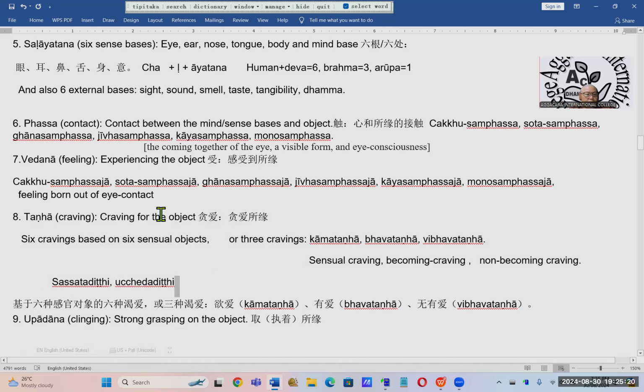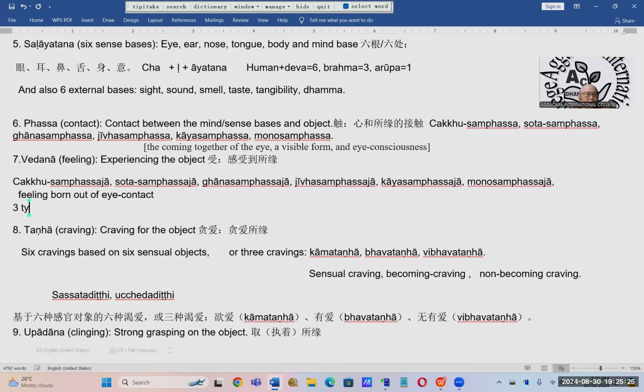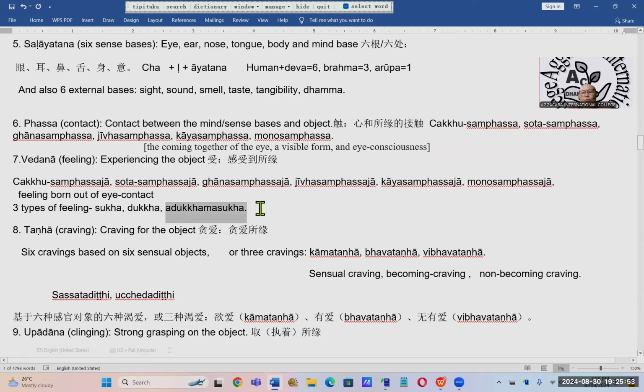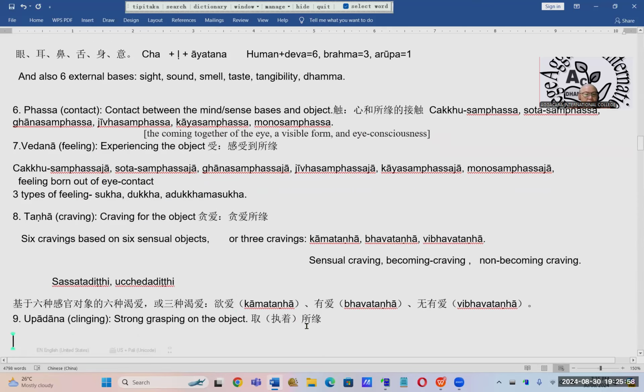Also, just now mentioned about feeling, how many types do you have? 3 types of feeling. Normally, we talk about sukha, dukkha, or adukkhamasukha: good feeling, bad feeling, neutral feeling. All this will lead to craving, right? Just now mentioned, good feeling, we want it. Bad feeling, we don't want it, but we want good feeling. Even though this is neutral feeling, we still enjoy it because it's peaceful by nature. So it comes to craving. Okay.